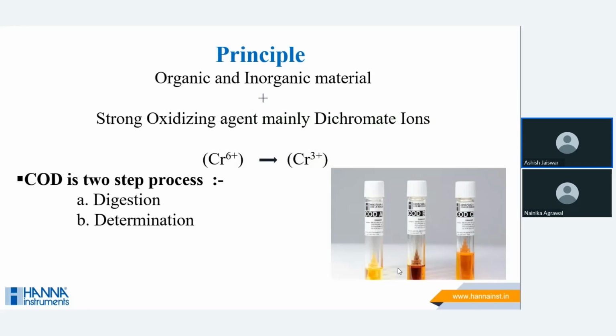The principle of COD: all organic compounds can be fully oxidized to carbon dioxide with a strong oxidizing agent under acidic conditions. Basically, in the principle, the organic and inorganic material are oxidized with the help of an oxidizing agent, mainly dichromate ions. They use chromium 6+ ions, and a reducing agent like FAS is used to reduce the chromium 6+ ion into the chromium 3+ ion. COD is basically a two-step process: digestion and determination.